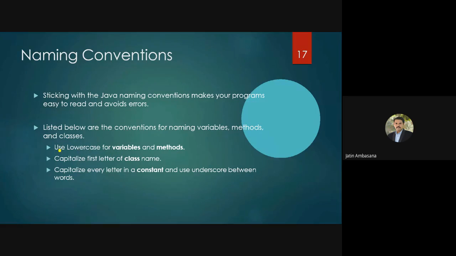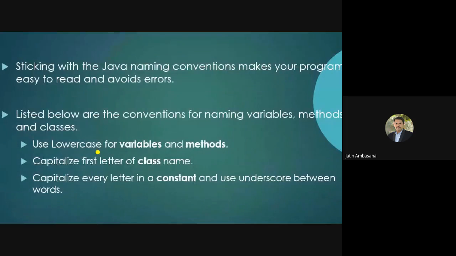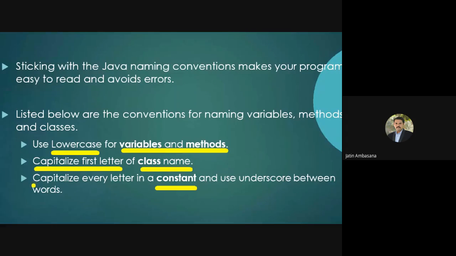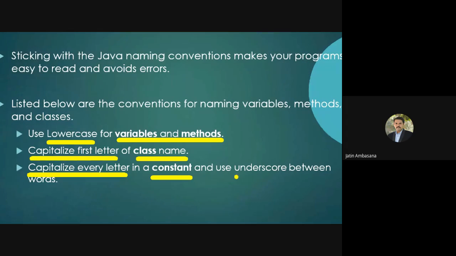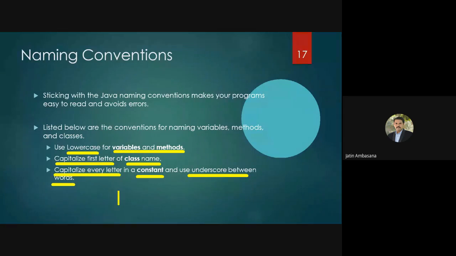These are some of the major things you have to remember. For variables and methods, you use lowercase letters. For a class name, you capitalize the first letter of the name. For a constant, you capitalize every letter, and you can even use an underscore between the words. So if you are declaring a class, make the first letter a capital, not all the letters, but the first letter.